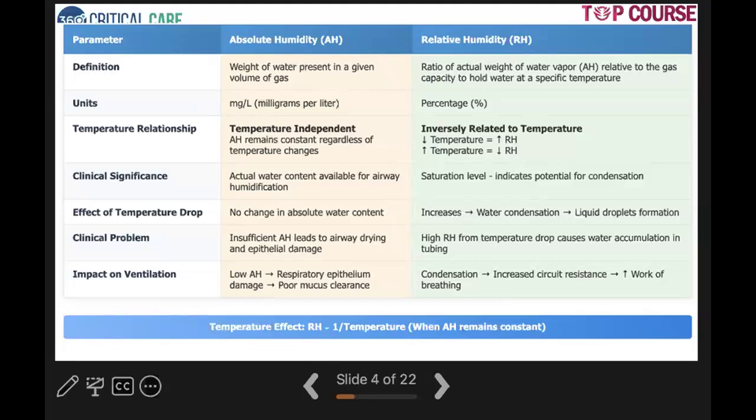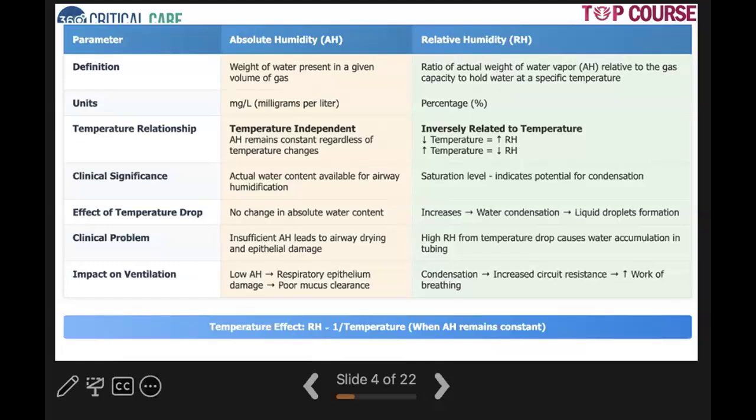When you call it absolute humidity, you are just checking how much of the water is present in the sponge. That is called absolute humidity. But when you define relative humidity, how full is the sponge compared to its capacity? Meaning, how much water vapor or water a sponge could accommodate compared to its capacity. That is called relative humidity.